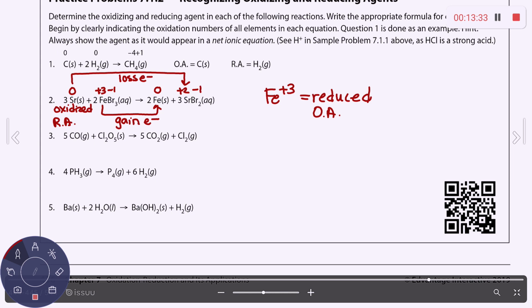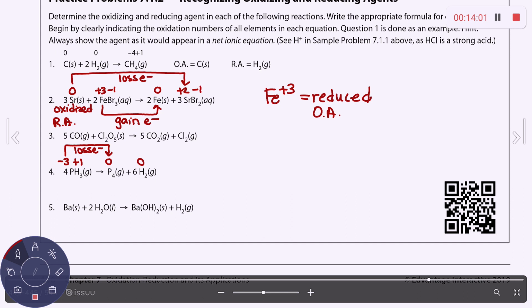Yeah. Okay. Now number 4 is kind of tricky because we only have one reactant. So if you take a look here, we've got hydrogen is a +1, and that means phosphorus is a -3. And then P4 is your elemental phosphorus, so it's 0. Hydrogen, elemental, 0. So P goes from a -3 to a 0. So are we gaining or losing? Losing. So this is a loss of electrons.